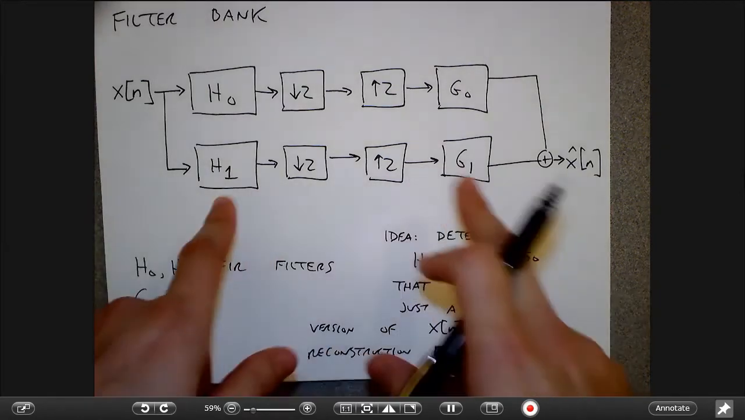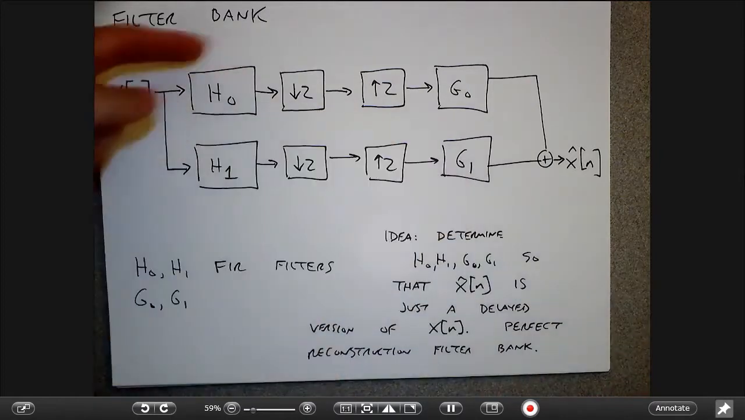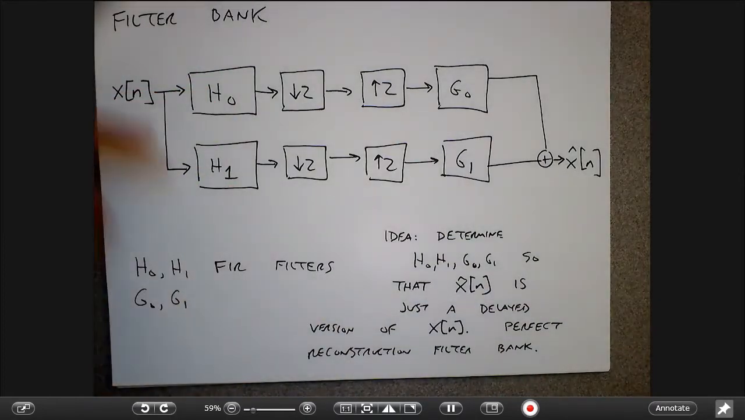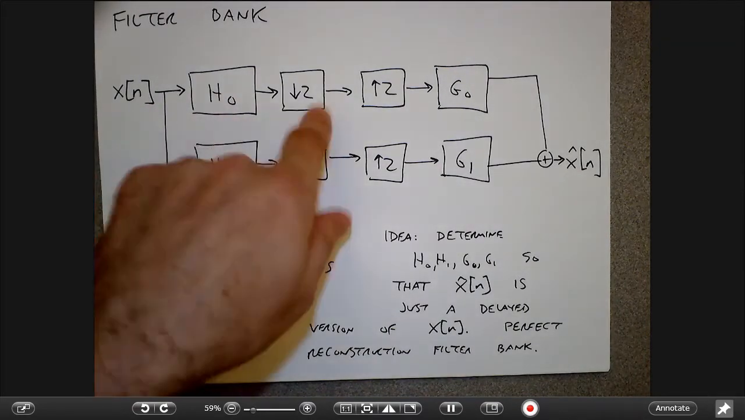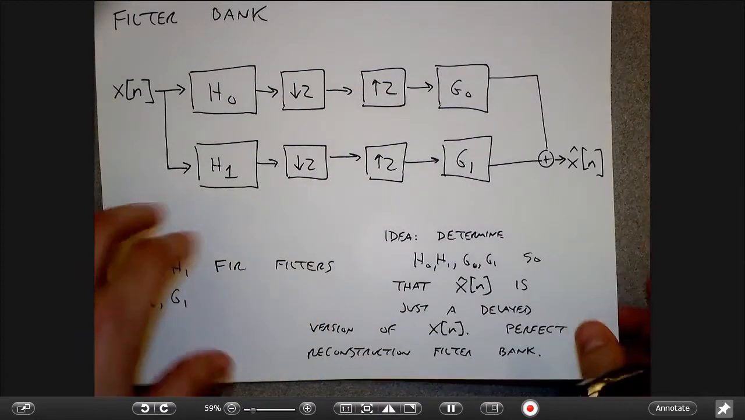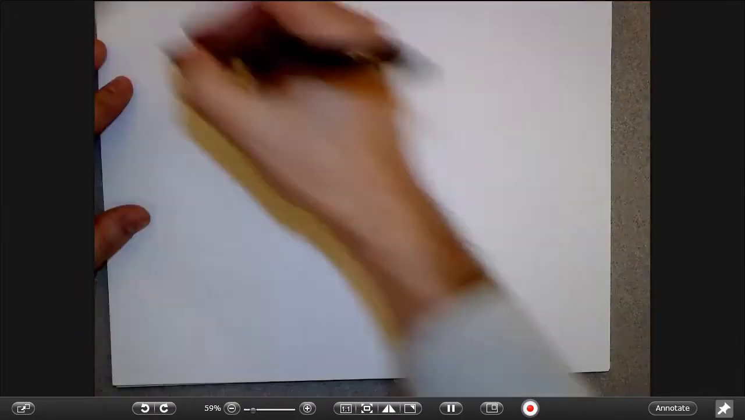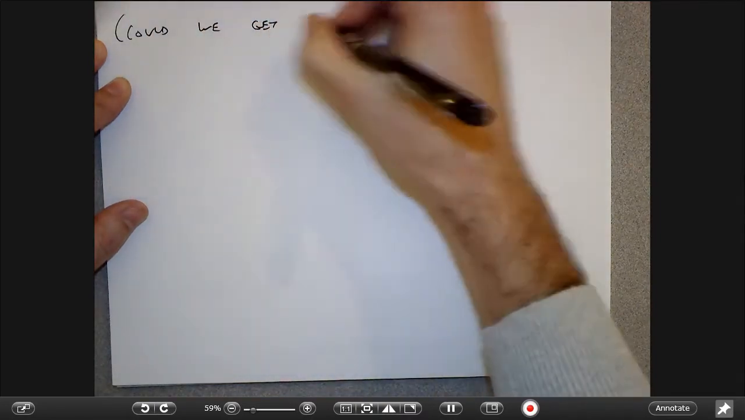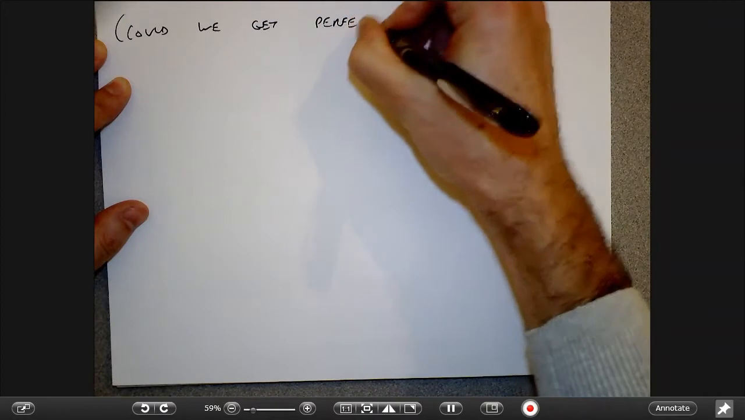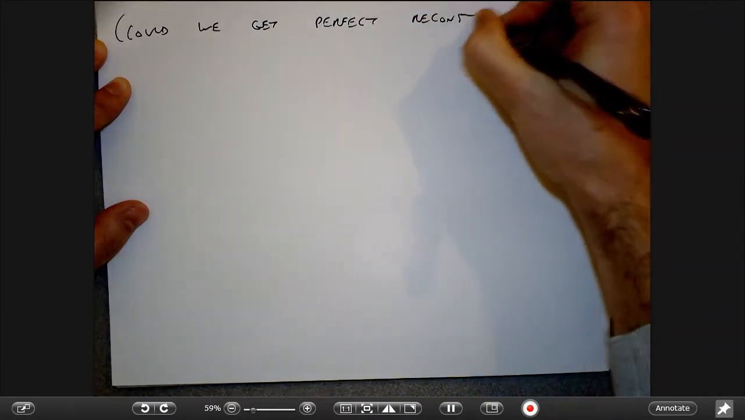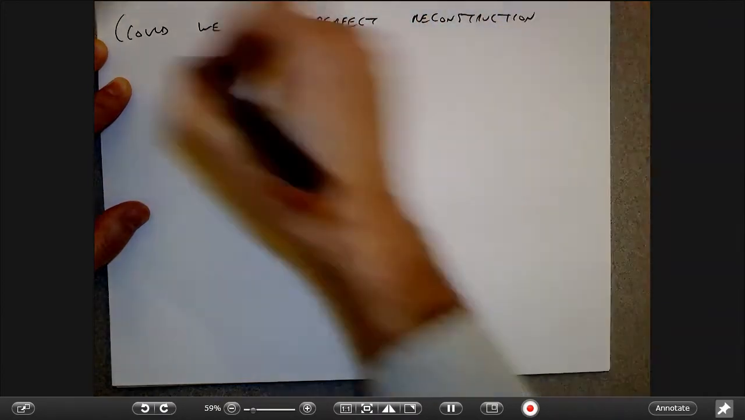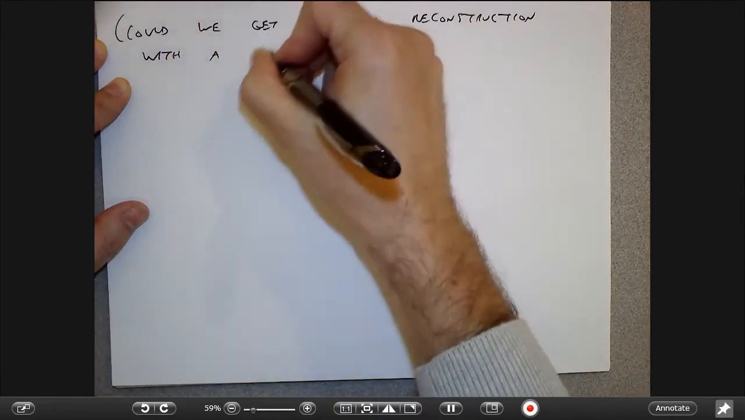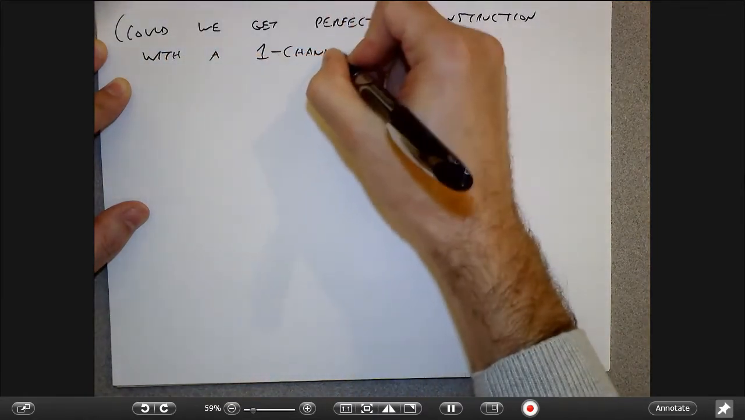Before I do this, let me just think about this for a second. So why do I need to have these two channels, right? Is it possible to just have one channel where I change the signal and just get n numbers straight out of here? So let me just pause and digress for a second. Could we get perfect reconstruction with a one-channel filter bank?